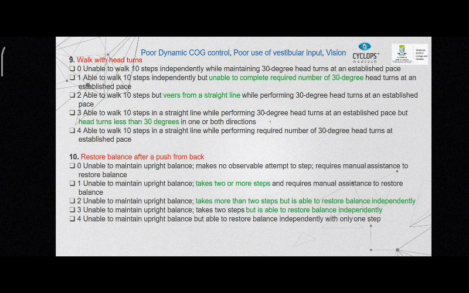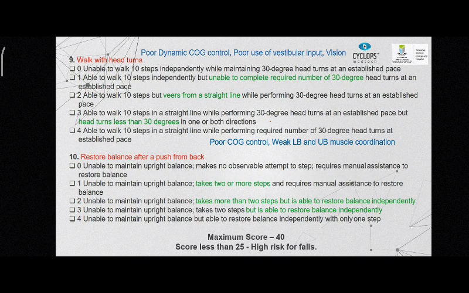In the last test, we push the patient from the back, and if he is unable to maintain the balance and has to take 2 or more steps to stand up correctly, or is not able to maintain the balance, we can say that the center of gravity control is not good, and the upper body and lower body muscles need to be strengthened. The maximum score is 40, and a score of less than 25 means that this patient is at high risk for fall.